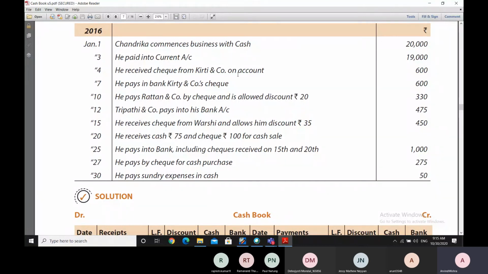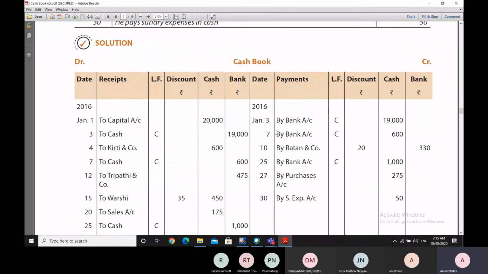So he has made this entry in the cash column as if he has received cash, and then he pays this into the bank, this check received from Kirti and Company. He pays it to the bank on January 7. So if we look at the January 7 entries of 600, we find that on January 7, 600 rupees is shown in the bank column as received in the bank. This is a check received in the bank of 600 rupees, but it is mentioned in the bank column.